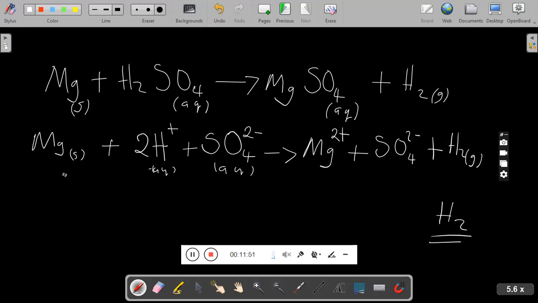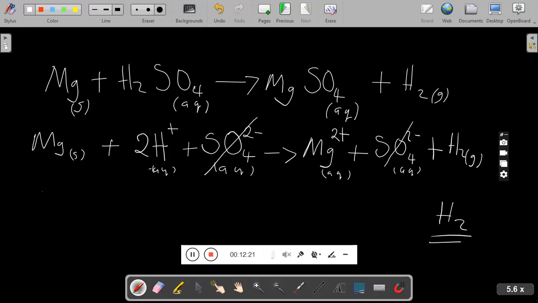The next step now is to cancel out ions appearing exactly the same on both sides. So we can see that the sulfate radical here and here are exactly the same. By the way, the state symbol here is aqueous, and here it is aqueous. So I have removed the sulfate from both sides because it is appearing exactly the same. Magnesium here is solid, magnesium here is aqueous, it's an ion, so we can't say they are the same.